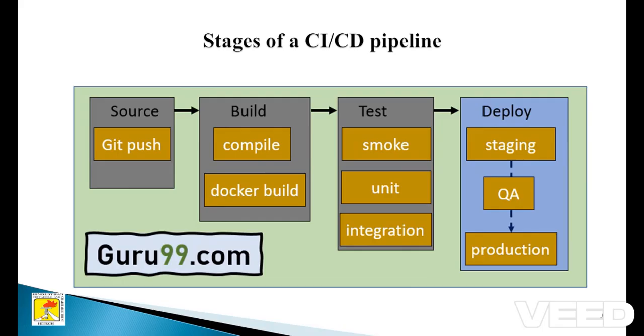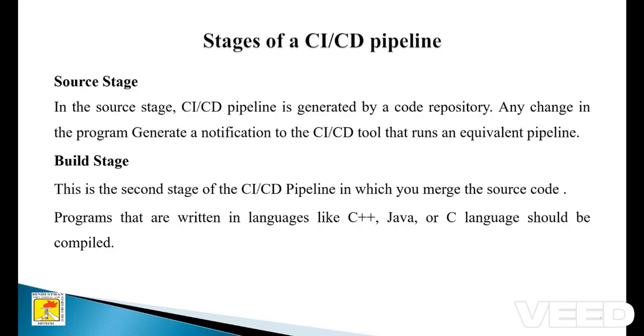Next, we are in the second stage of build, we are compiling. And the third stage, we are testing using unit testing or integration testing. And in the last process, we are using the deployment. Here, these are the stages. In the source stage, the CI/CD pipeline is generated by a code repository. Any change in the program generates a notification to the CI/CD tool that runs on an equivalent pipeline.